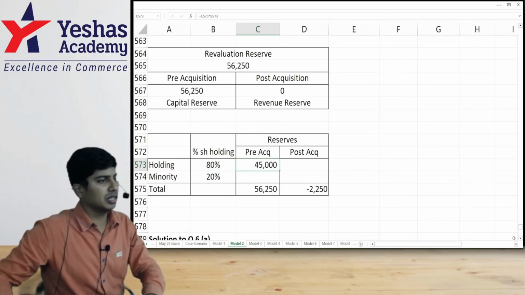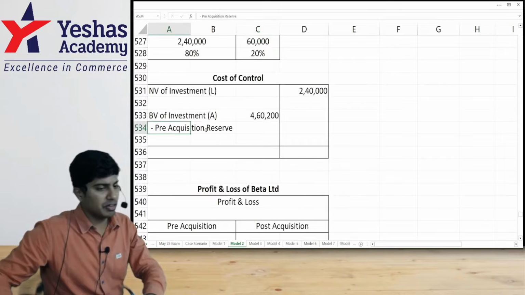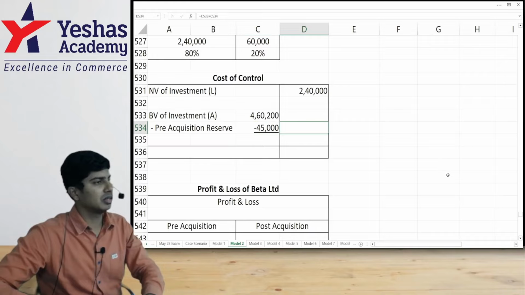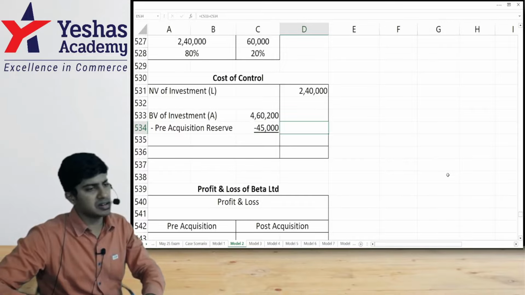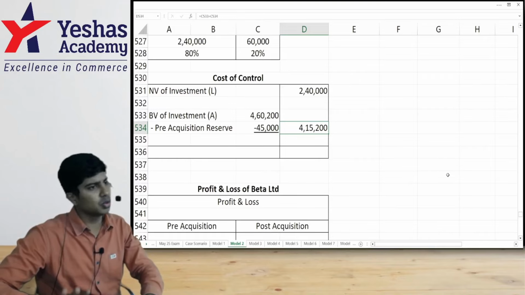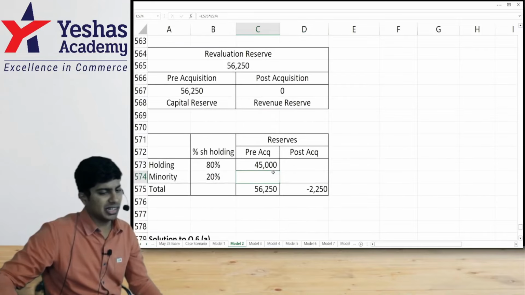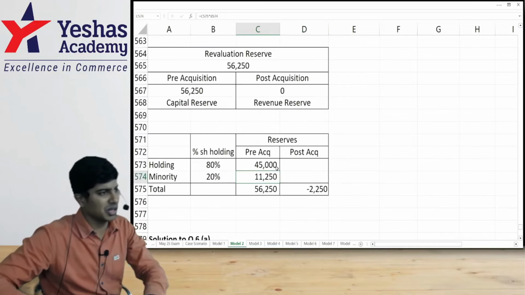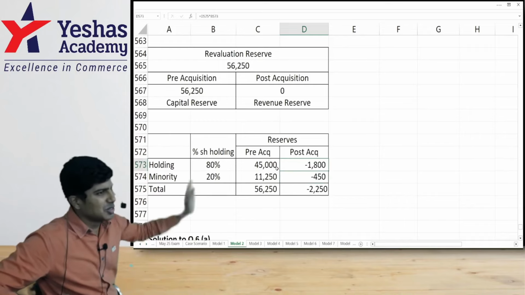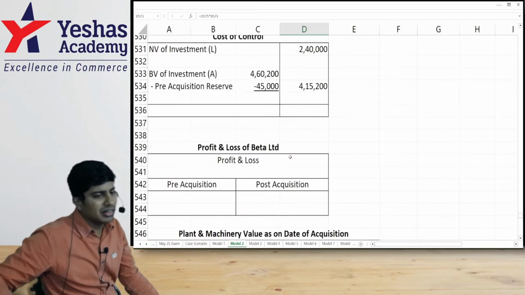45,000. Where would you write 45,000? Book value only minus margin. Come to cost of control. In book value of investment, I will deduct 45,000. What do we get? 460,200 minus 45, 4 lakh 15,200. Sorry. And what do we do with this minority share? It will go to minority interest, which you are not preparing, not asked. Post acquisition part will go to revenue reserve in balance sheet. Yeah, minus. Do we care about this? No. And that's it. We are done.